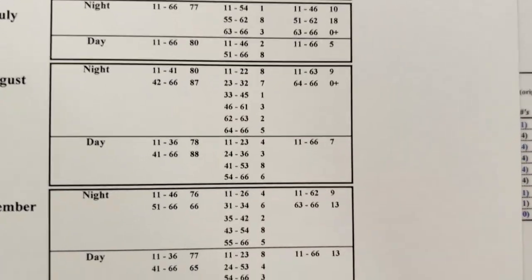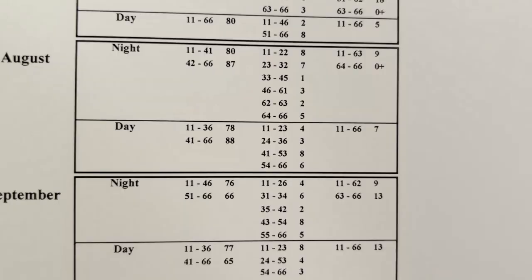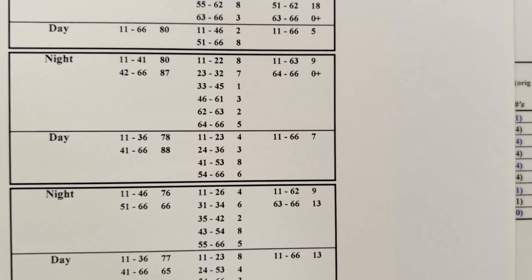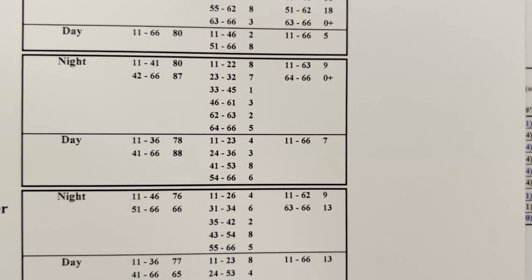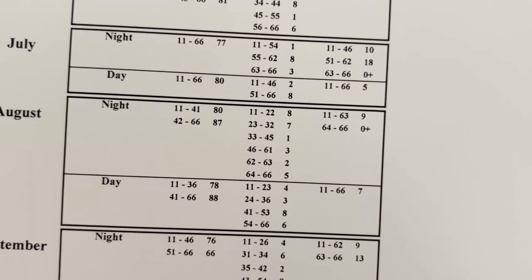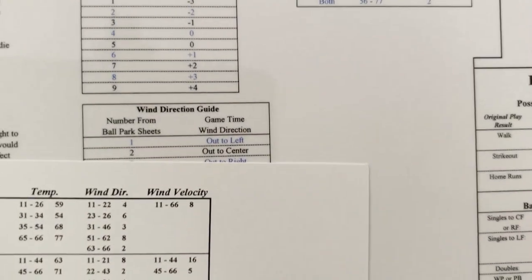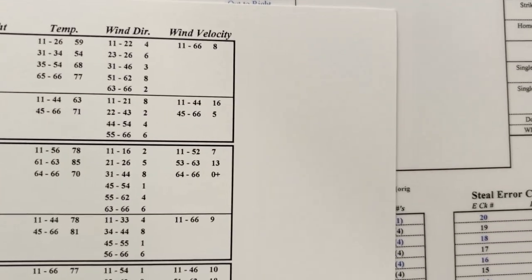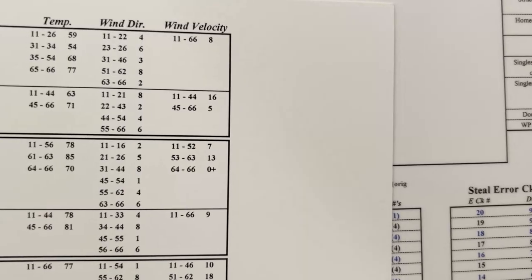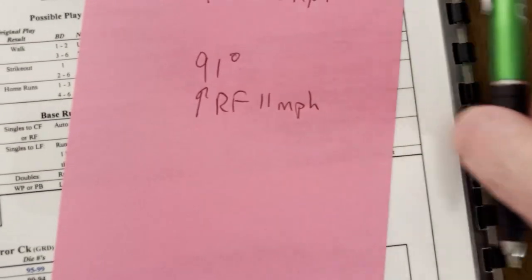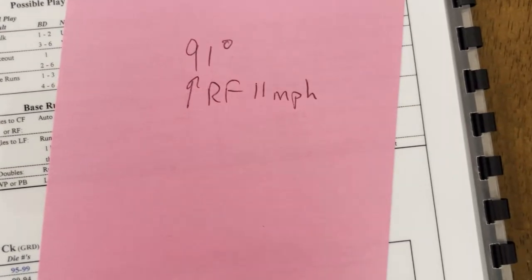And let's also say that on the third roll, we obviously have the 11 to 66, but let's say that we rolled a 9 on that one for a wind effect of +4. So now we have the wind blowing out at 11 miles an hour, 7 + 4 instead of 7 - 4. So now we have a day where it's 91 degrees and the wind is blowing out to right field at 11 miles an hour. What does that do?